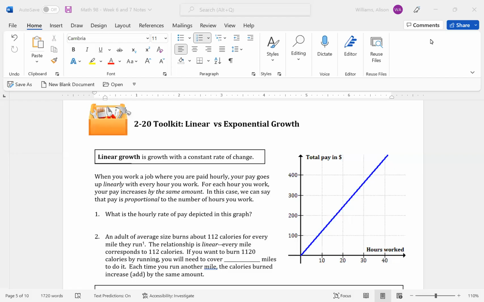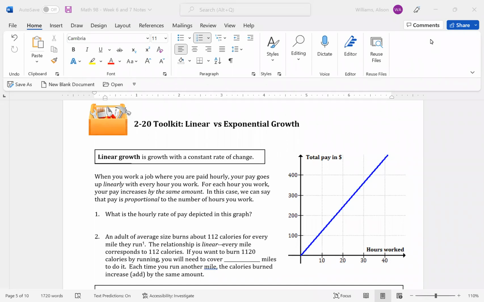In this video, we're going to look at two types of growth, linear growth and exponential growth. So linear growth is growth with a constant rate of change. We kind of saw this before when we talked about proportional. For instance, we have a graph of a job where you're paid hourly, and that means your pay is going to go up linearly because you're going to be making a certain amount every hour you work.